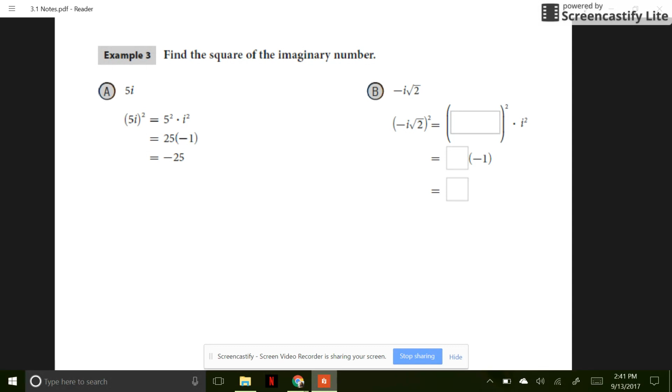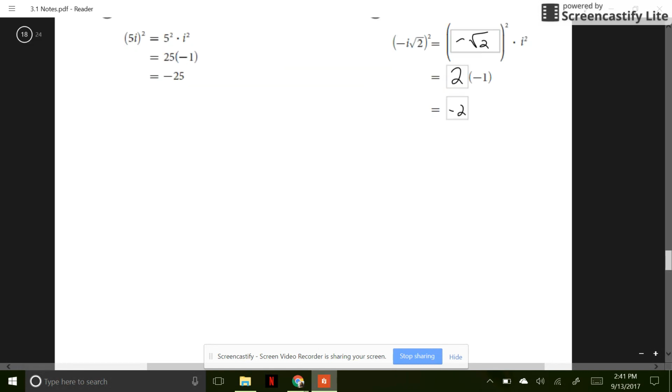In the case of part B here, if we take -i times the square root of 2, squared, you can see they've already pulled out the i squared. That means we have to take what's left. Well, that's -√2, and we need to square that. √2 times √2 is just going to be 2, and the negative times the negative makes it positive. So we'll have a +2 there. 2 times -1 is -2.